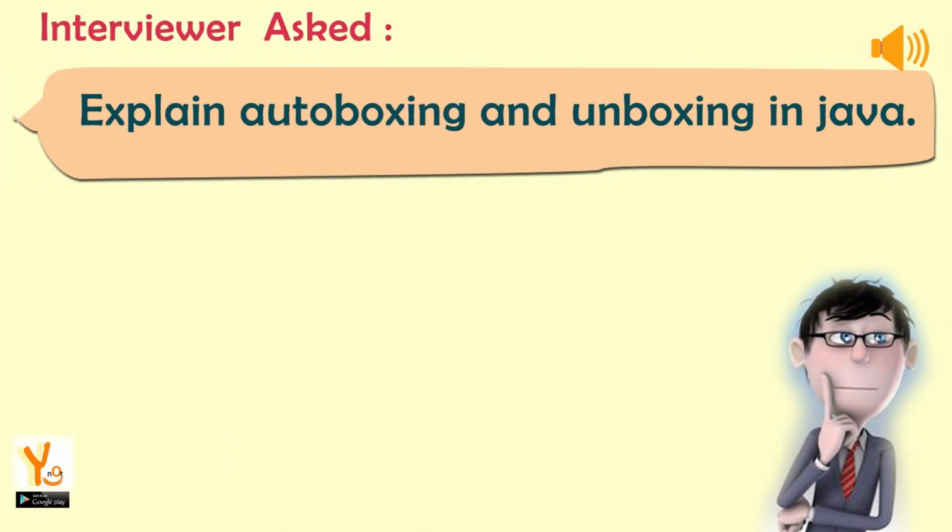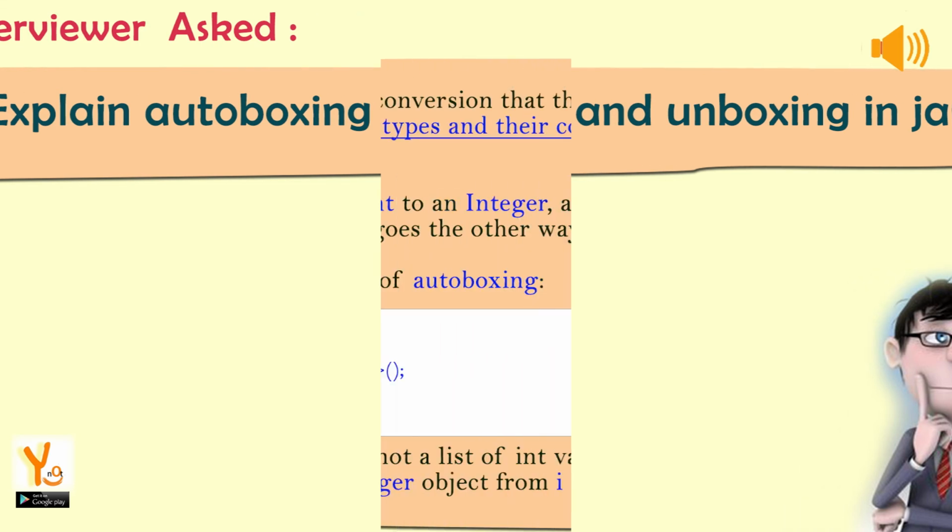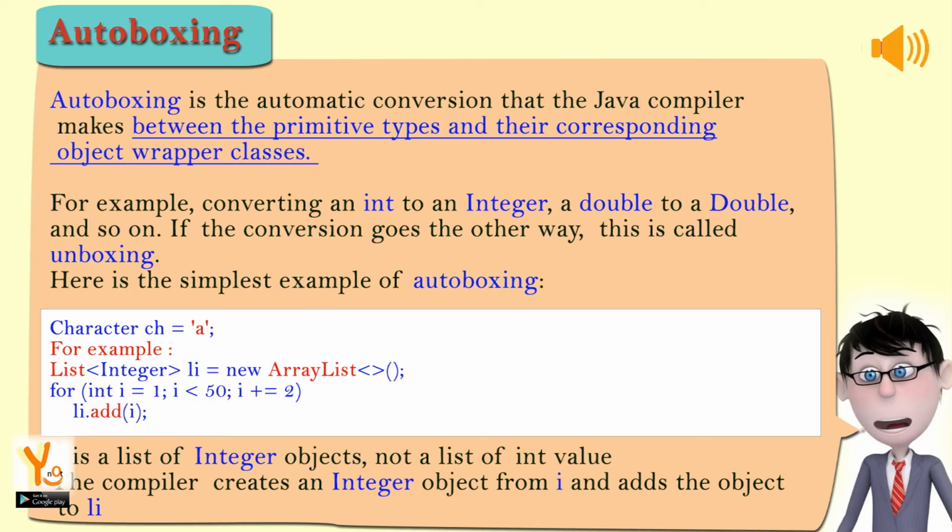Explain autoboxing and unboxing in Java. Autoboxing is the automatic conversion that the Java compiler makes between the primitive types and their corresponding object wrapper classes. For example, converting an int to an Integer, a double to a Double, and so on. If the conversion goes the other way, this is called unboxing. Here is the simplest example of autoboxing. li is a list of Integer objects, not a list of int values. The compiler creates an Integer object from i and adds the object to li.